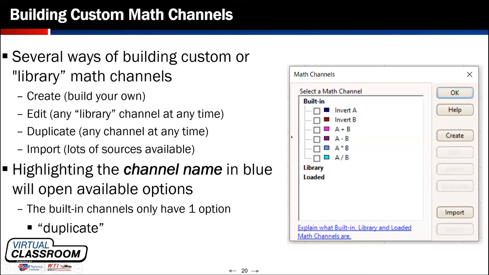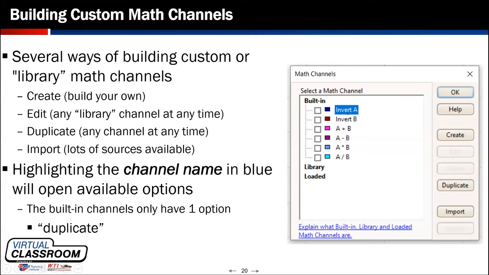But let's go ahead and just start out with something simple. Here's what I'm going to do. I'm going to do a duplication. I'm going to take from my built-in section, let's say that I have used my lab scope and I want to invert channel C. Well, channel C isn't on here. I have channel A, I have channel B. I need to invert C. When you choose in math channels, you have two choices. You can check the box. If you put a check in the box, it opens that math channel.